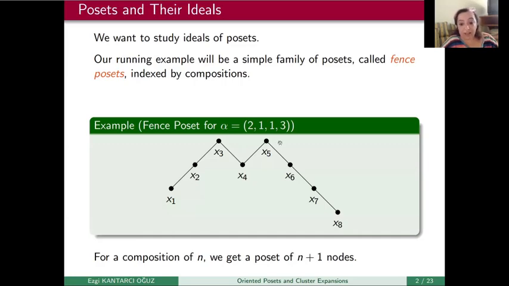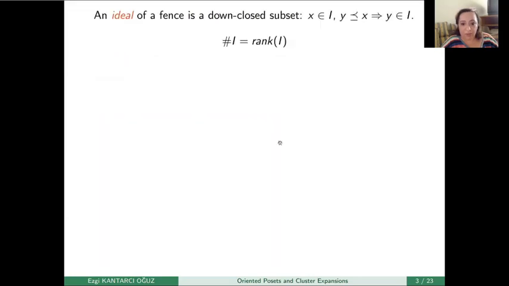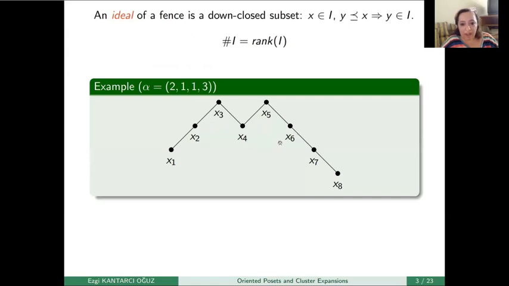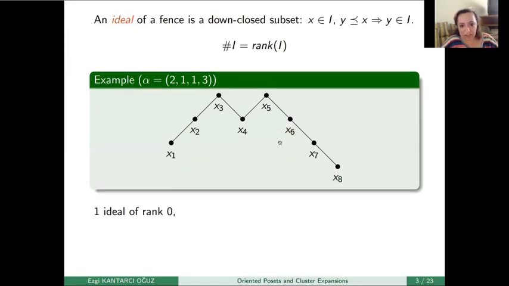So what is an ideal of a poset if you are not familiar with it? An ideal is a subset that's down-closed. So if a node is in, anything below it should also be in the ideal. For example, let's count the ideals of these. We have one empty ideal. Ideals with only one element must be the minimums, so x1, x4, or x8. We have 3 of those.